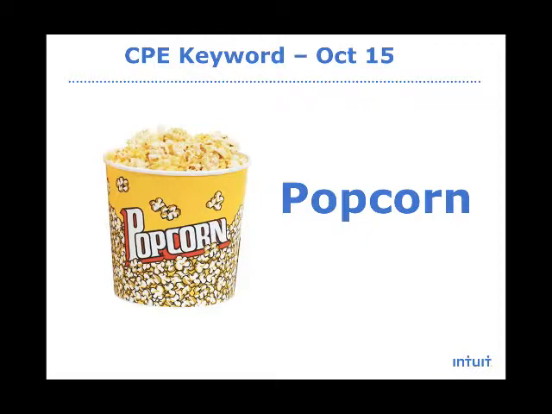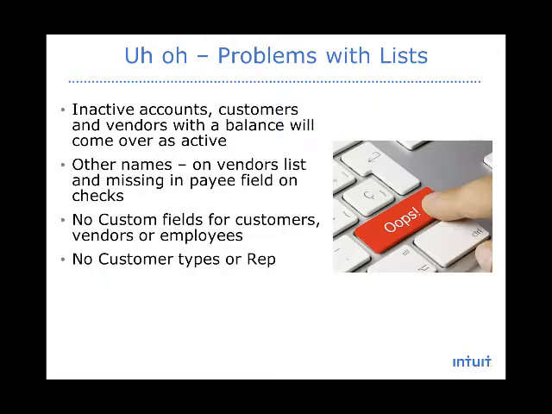So let's move on and look at some issues that we may encounter with lists when we're converting. So let's look at the inactive accounts and customers and vendors with a balance will come over as active. So if you have an inactive customer or vendor or account that has an outstanding balance, they will come over as active when you convert to QuickBooks Online. If the names have no balance, the inactive elements will convert as inactive.